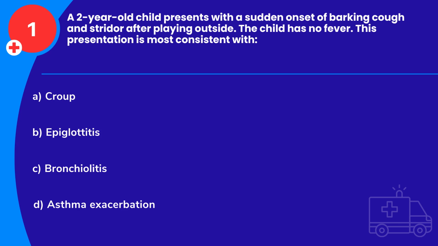Question 1. A 2-year-old child presents with a sudden onset of barking cough and stridor after playing outside. The child has no fever. This presentation is most consistent with: A. Croup, B. Epiglottitis, C. Bronchiolitis, D. Asthma exacerbation.